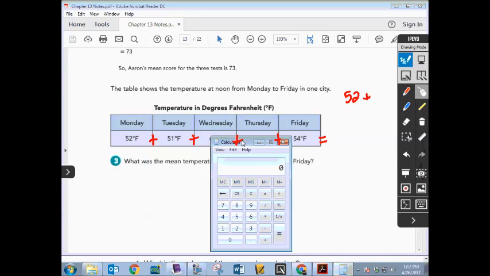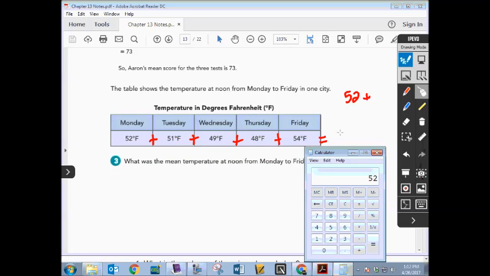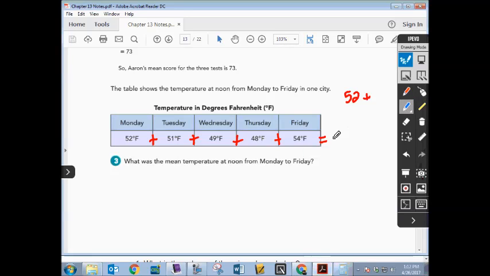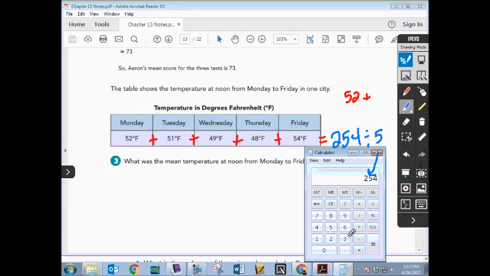Okay, and that is going to be 52 plus 51 plus 49 plus 48 plus 54, and that's going to give us 254 as our total. Now we know that we need to take that and divide it by however many temperatures there were, and in this case it's how many days there were, since there was one temperature per day. So we're going to divide that by 5, and then we're going to see what that gets us. So 254 divided by 5 equals 50.8.